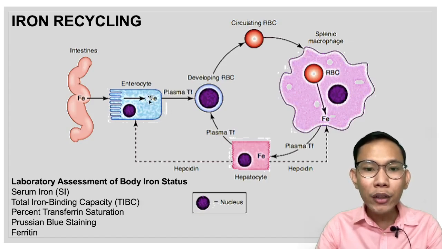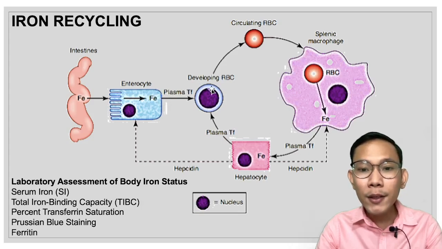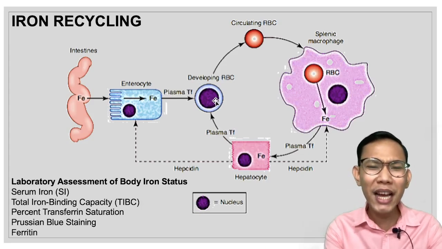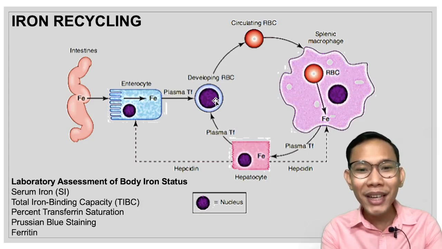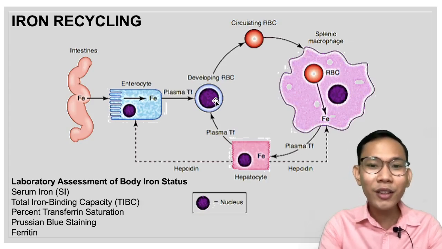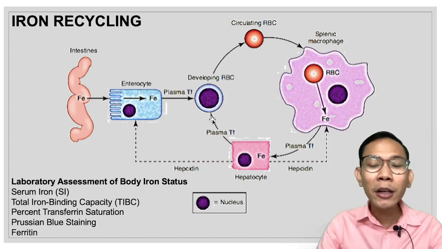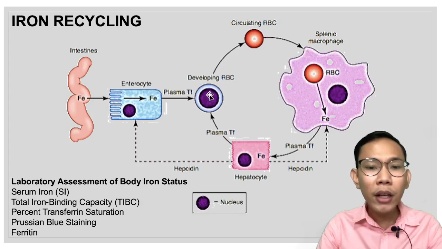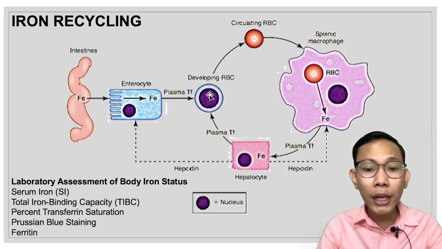So your iron in our enterocyte will enter our developing RBC by the action of your transferrin. Because who transfers our iron? Of course, transferrin, from the name itself. So our iron is transferred going to the developing RBC. Then what will happen? The level of stored and circulating body iron is detected by your hepatocyte.